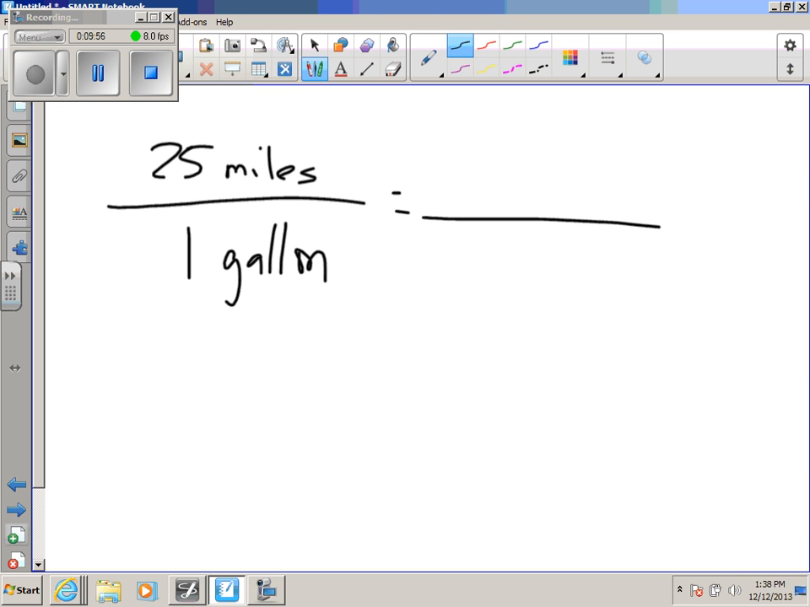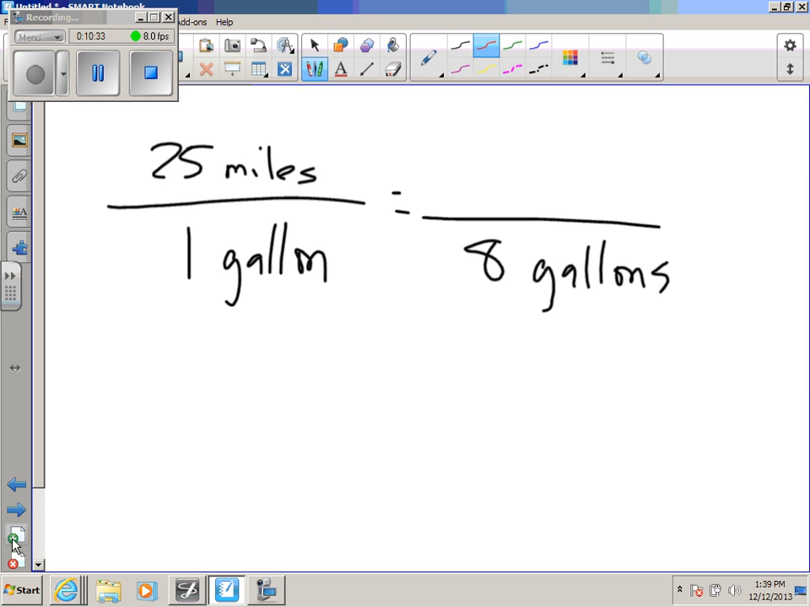So here's what we're going to do. You're going to set up the initial unit rate, 25 miles per gallon. And then it asks us a question. We either want to know miles or gallons. What information do they give us for the second part of the question? Do they give us miles or do they give us gallons? Willie, how many gallons? 8. So where do you suppose I'm going to put gallons? If I put gallons on the bottom over here, let's put the 8 over here.